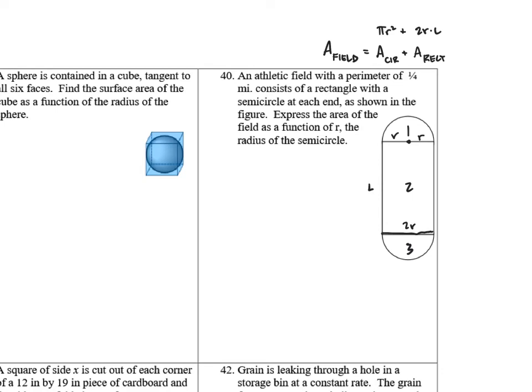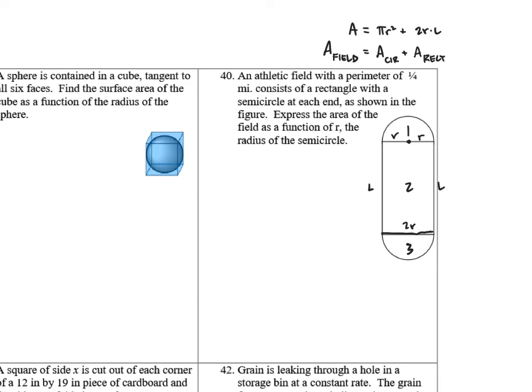Okay, so that's going to be the area of the field. I want it just in terms of r. Right now it's in terms of r and L. So I've got to use the 1/4 mile thing and some other stuff in order to come up with how I can eliminate L and just turn it into a function in terms of r.